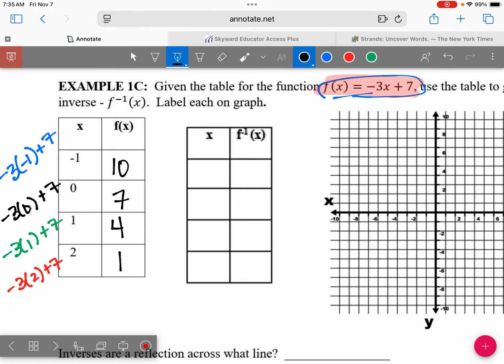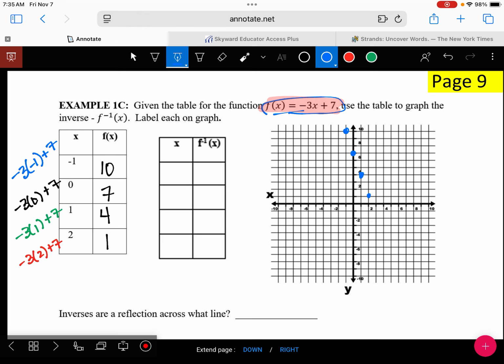So -1, up 10. And then 0, up 7. And then 1, up 4. And then 2, up 1. And then go ahead and connect that. I really should pass out little plastic rulers, if I had some. All right, go ahead and label that.